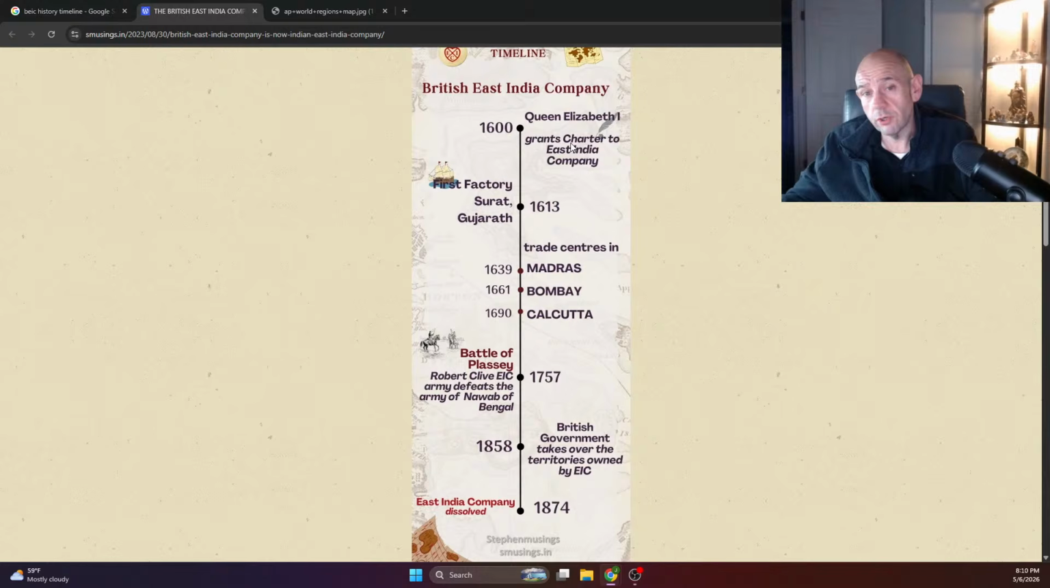Now, you can see that charter they're talking about is that monopoly power, that they have the right to have this East India thing. And they set up factories in India. And you can see for yourself that they start to make these like trade centers. Now, what's really going on there?